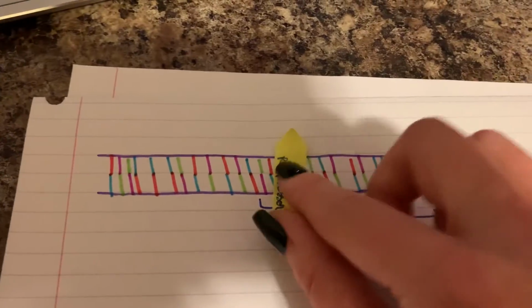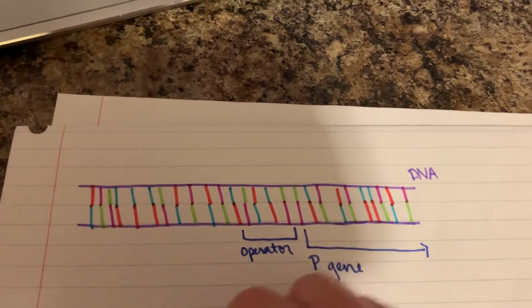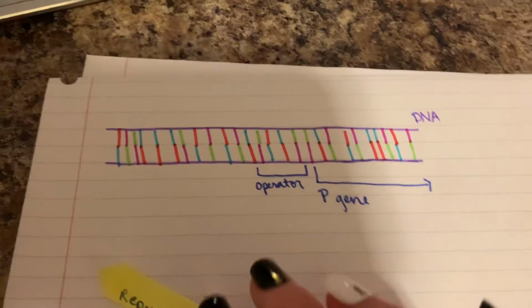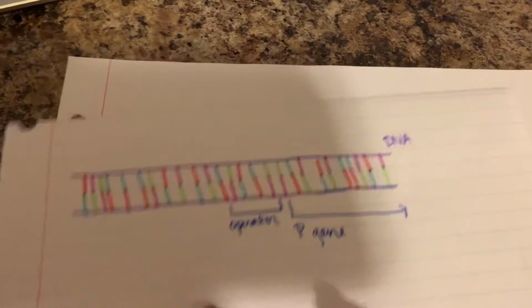However, a different cell that's not expressing this repressor will allow for P expression, which would allow for expression of spikes. So that's how we can have two cells with the same genome expressing two different things.